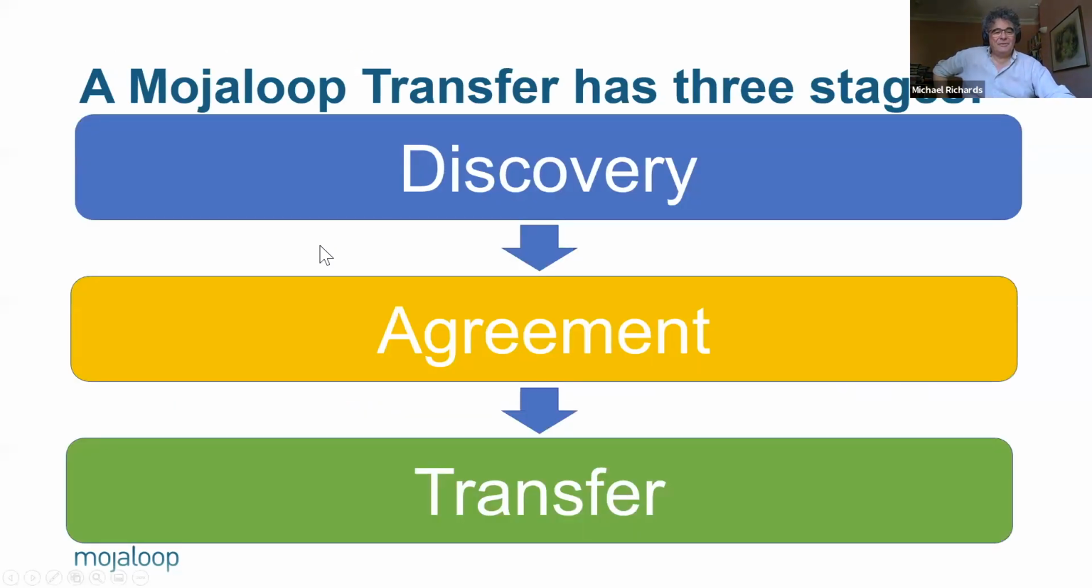Right, so now we come to look at the way in which a transfer actually works in Mojaloop. And this goes through three stages. First, discovery, then agreement, and finally, the transfer itself. And I'll be looking in reasonable detail at how that happens in the Mojaloop system.